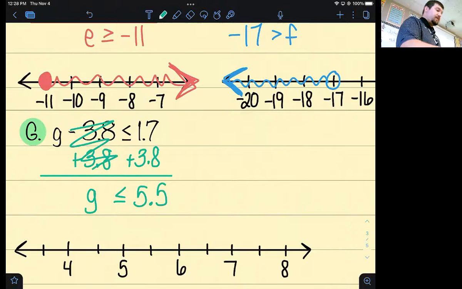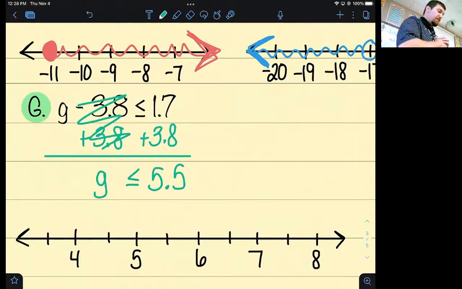So copy down the G, copy down the inequality symbol, and then, Aaliyah, I'm going to give you another chance here. With the equal bar underneath our sign, does that mean we want to use an open or closed circle? Closed.